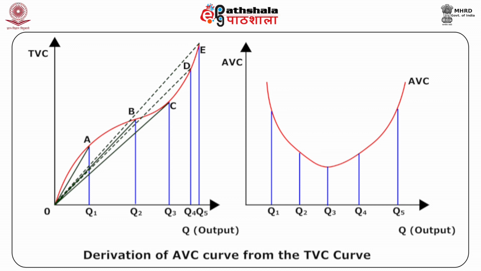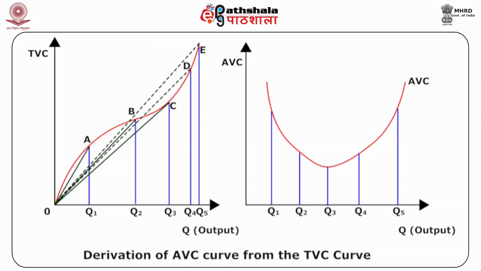And therefore, what we can see in our average variable cost curve on the right hand side panel is that at Q1 the average variable cost is higher, at Q2 it is less, and it goes on declining up to the point of inflection. Now, we said that the total variable cost curve increases but at a decreasing rate, and at a certain point it starts increasing at an increasing rate. This point is point C. At point C, the output is Q3. Beyond this point, when output increases, total variable cost increases at an increasing rate.